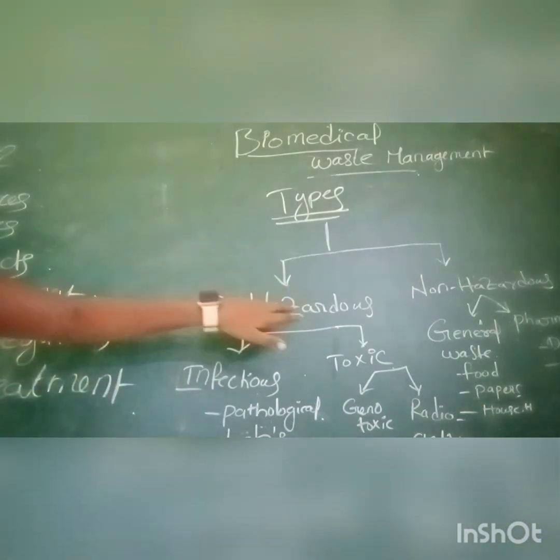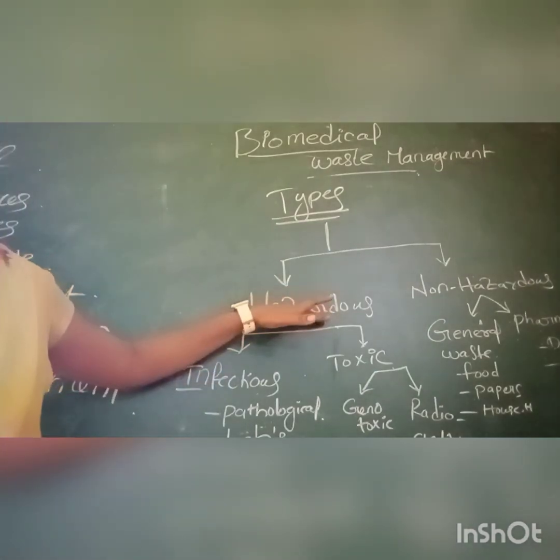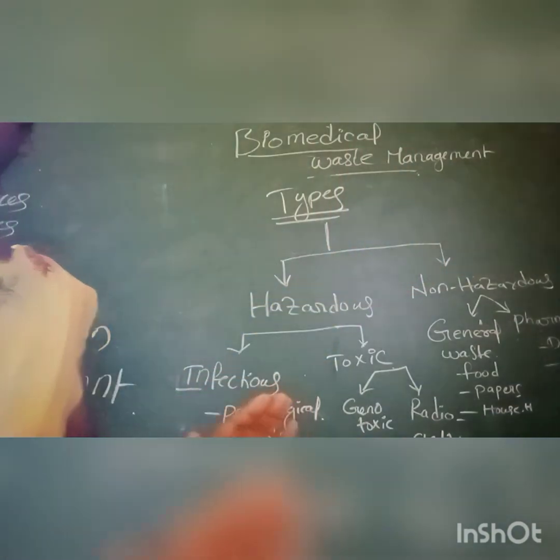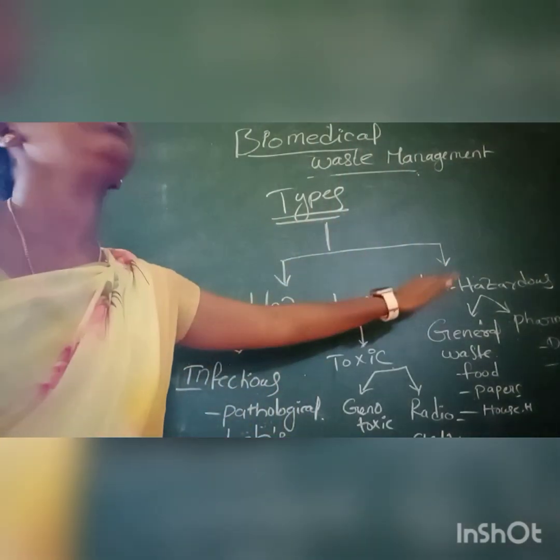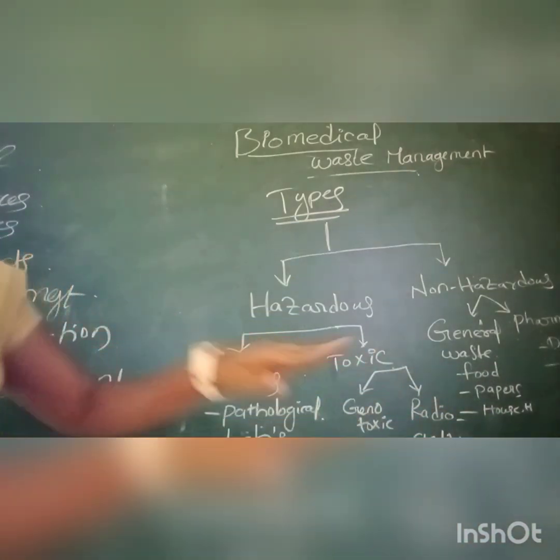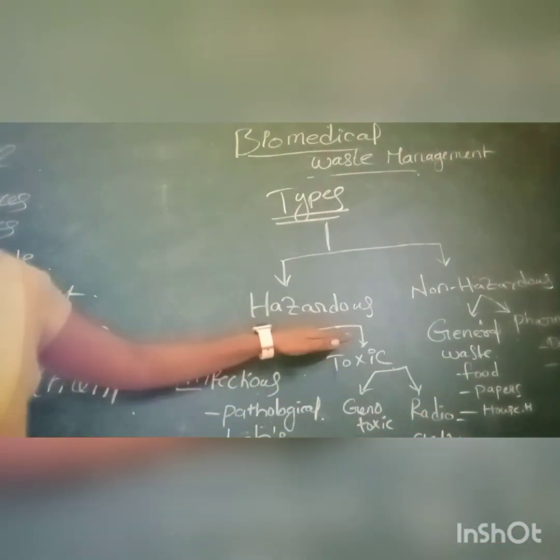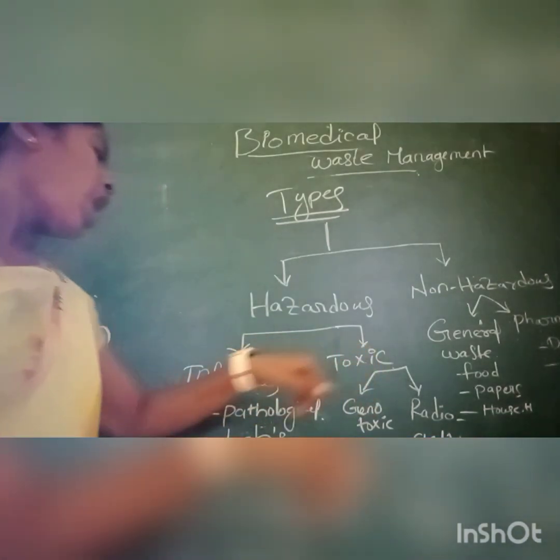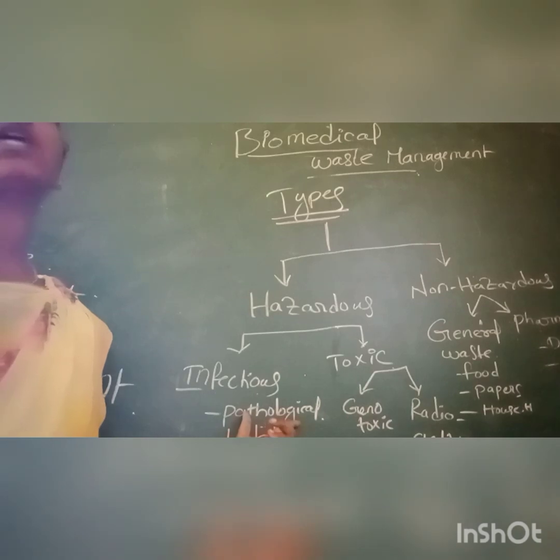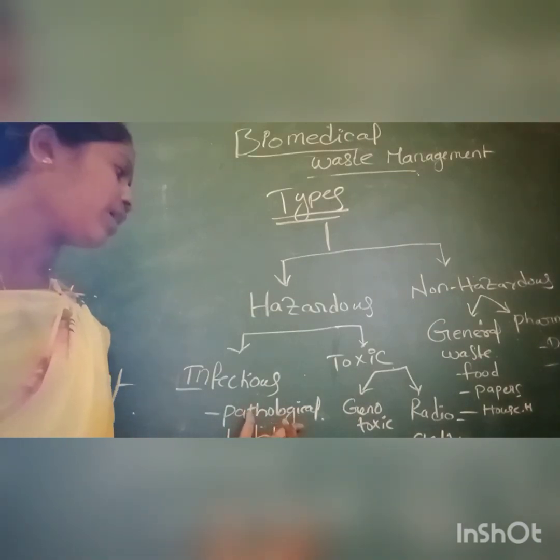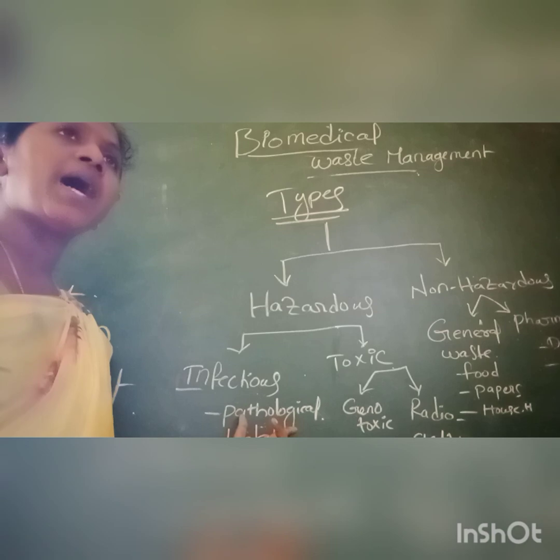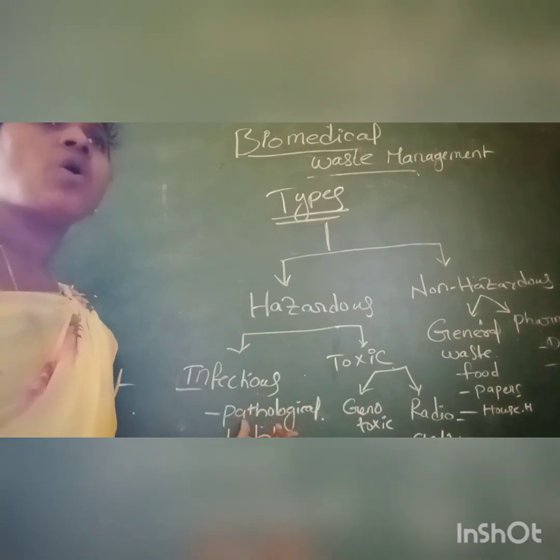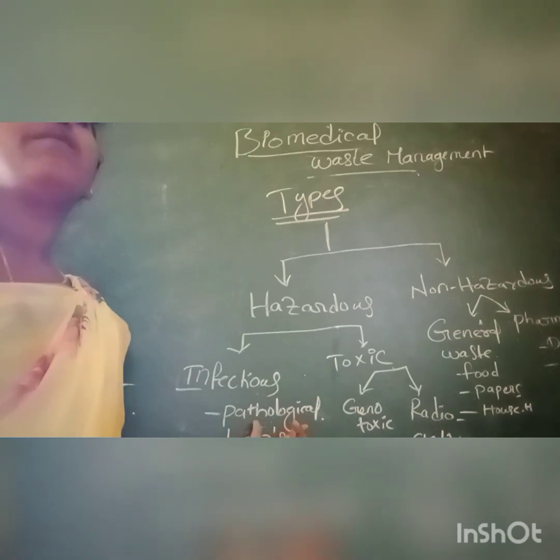Hazardous and non-hazardous. What do you mean by hazardous? It harms human health or environmental health. Non-hazardous means it doesn't cause any harm. Okay, hazardous again has subcategories: infectious and toxic. Infectious includes all the pathological waste. Pathological waste is nothing but tissues, human body parts, animal body parts, all these things come under pathological waste.